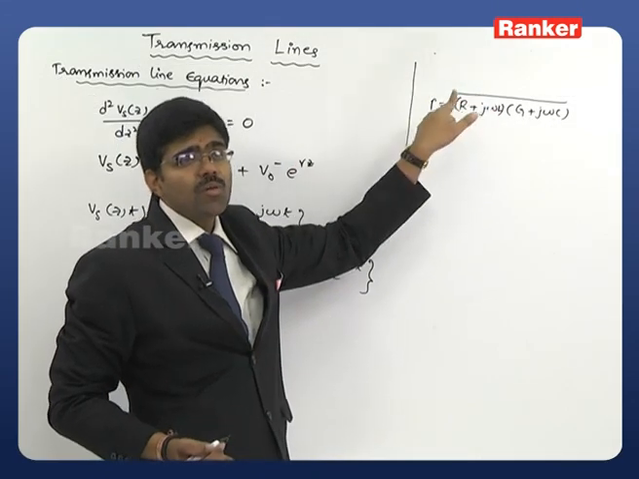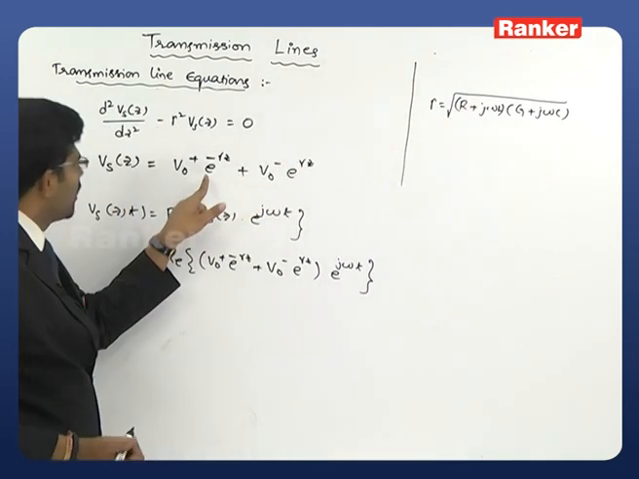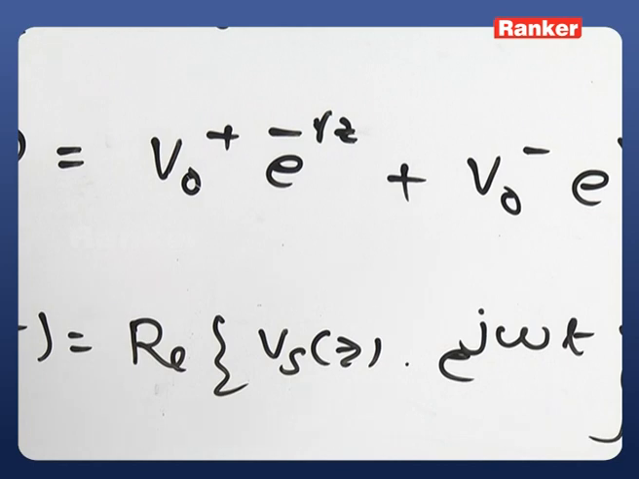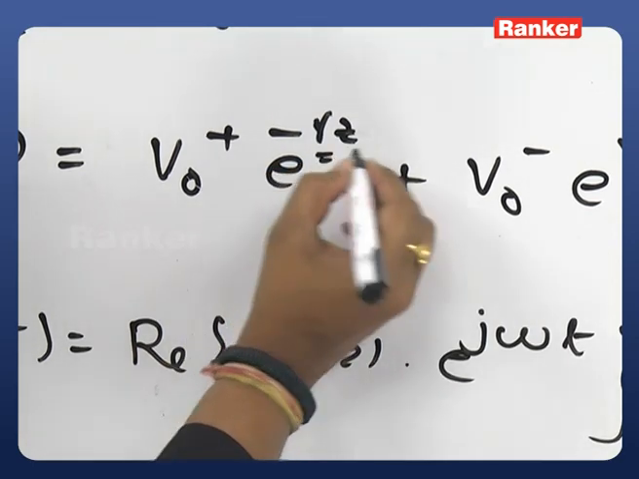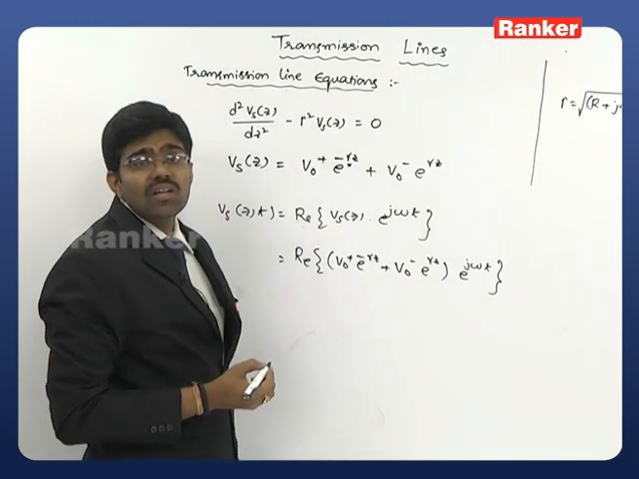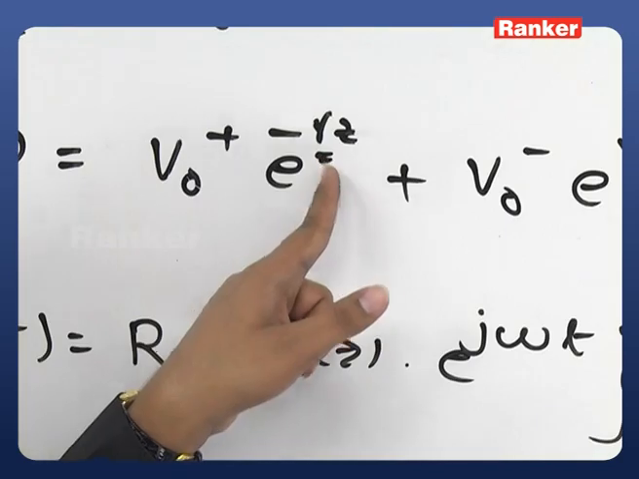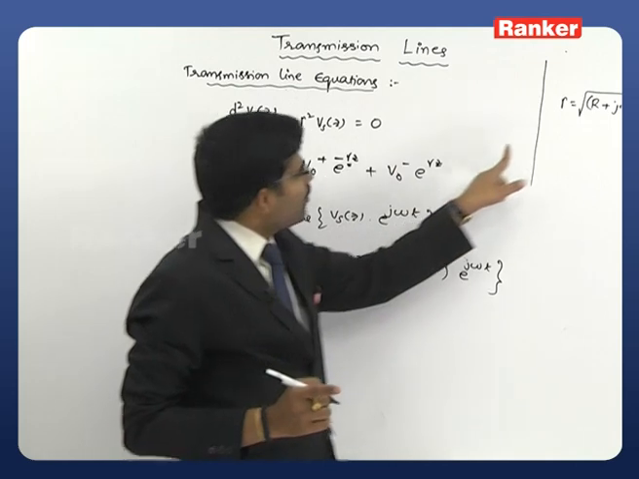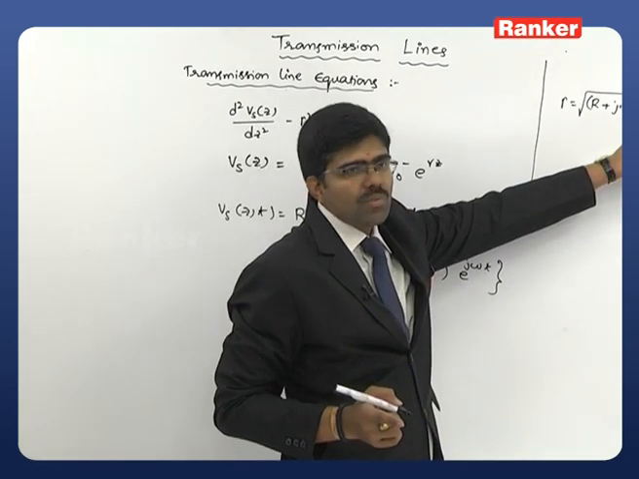Why is it described as the propagation constant? Observe here. The wave equation solution has an e power minus gamma z term. Purely depending upon this gamma, the wave propagation will be defined. That's why it is called the propagation constant in our transmission lines. So, gamma is equal to the square root of r plus j omega l into g plus j omega c.